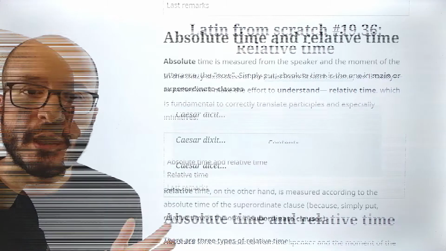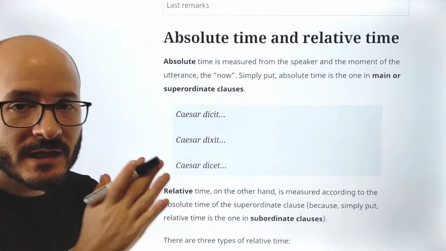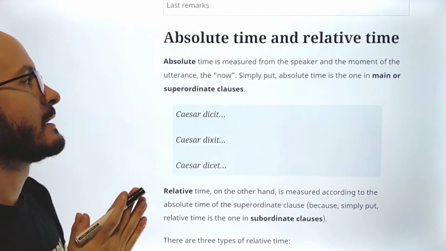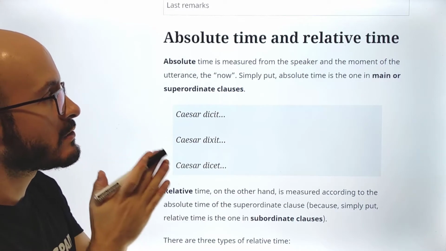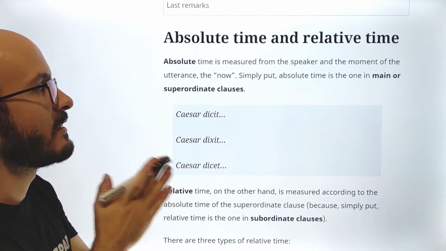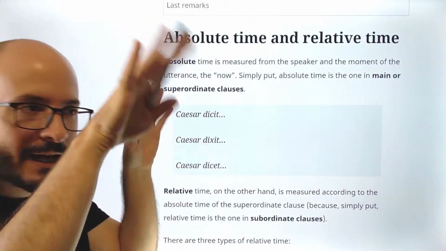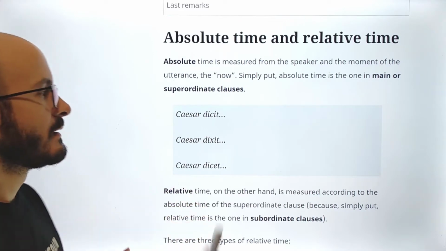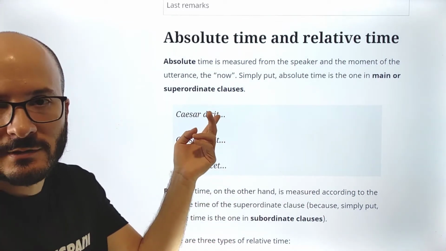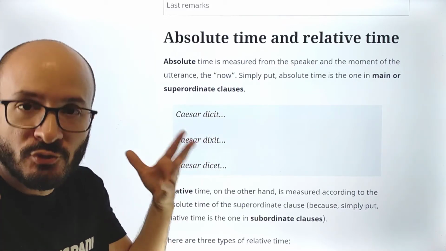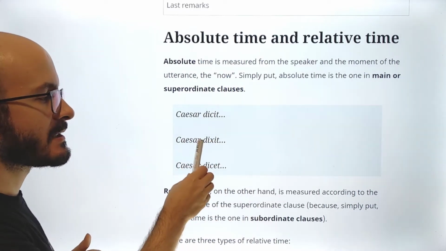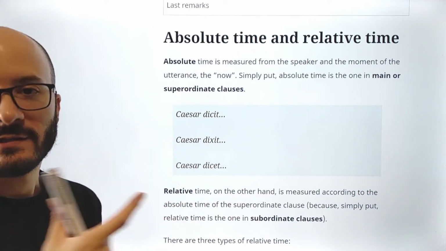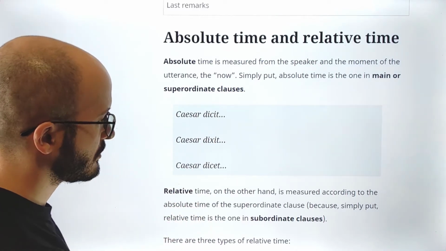But now Latin. First, if we are talking about relative time, it is because there is another thing, which is absolute time. So what is the difference between absolute and relative time? First, absolute. Absolute time is measured from the speaker at the moment of the utterance, the now. Simply put, absolute time is the one in main or superordinate clauses. Caesar dicit. So this is absolute time, the default time. Caesar dicit, Caesar dixit, Caesar dicet. So, Caesar says, Caesar said, Caesar will say. It's just that. There's really nothing to understand there.